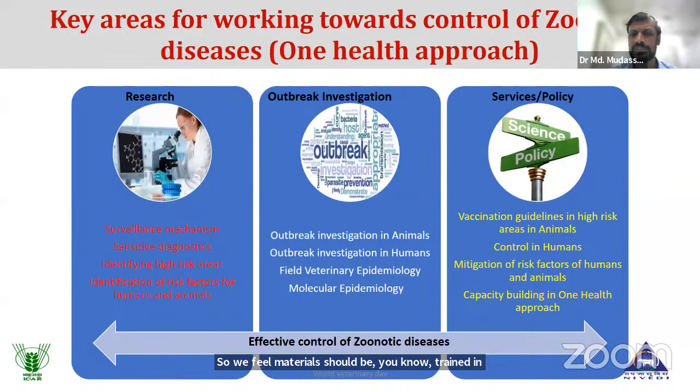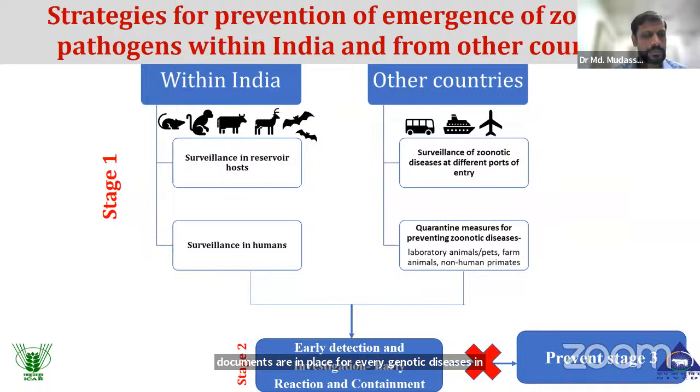And services and policy. People always talk about One Health, but what aspects do we need to work on? This is one main area, in terms of services and policy. We need to come up with policy guidelines, as the previous speaker was saying about the advocacy part. It is required at every stage. So how to mitigate the risk factors, how to do capacity building, and how we can make sure that policy documents are in place for every zoonotic disease in India. So these are the areas, if we talk about a long-term strategy.